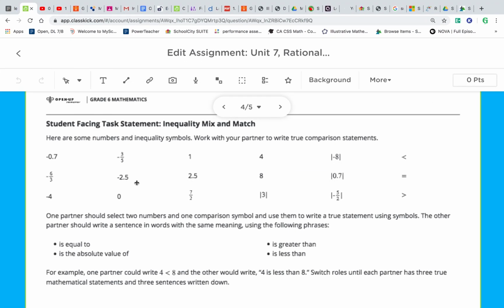Hello class, we are back for the second activity in lesson 7, and this is a little bit of a mix and match. So you have a whole list of numbers and then a set of inequality symbols, and we want to come up with comparison statements that are true, and if you read them, what you're saying is true. There are false comparison statements, and we don't want those for now.